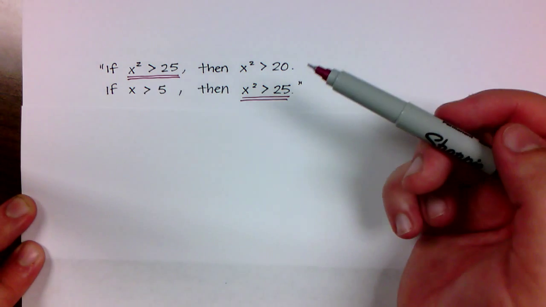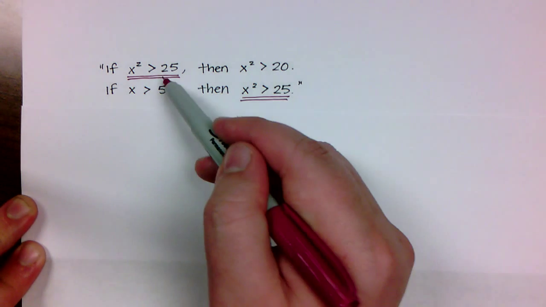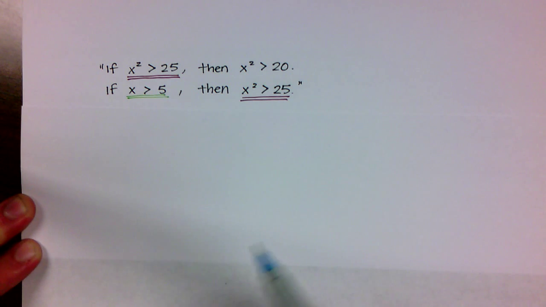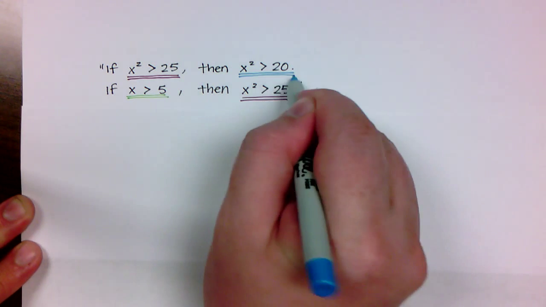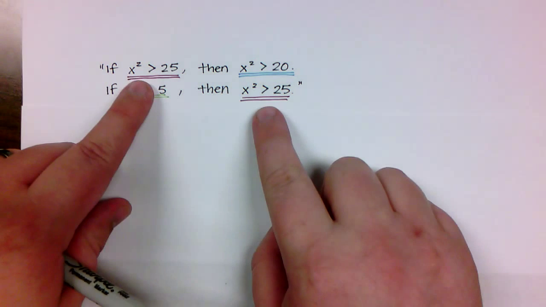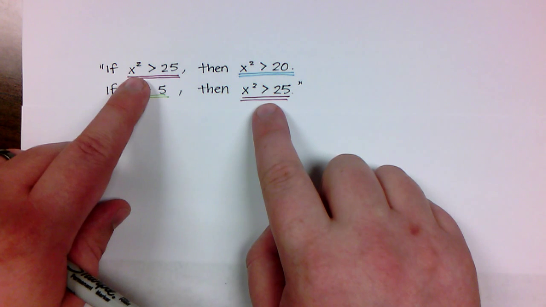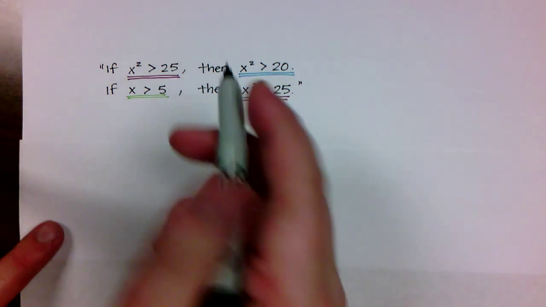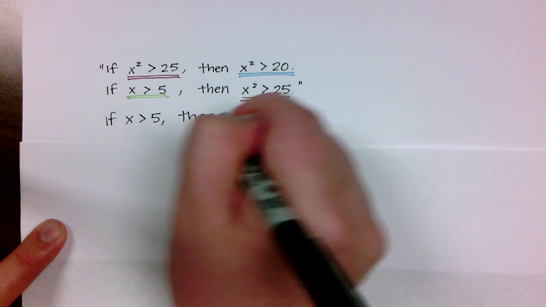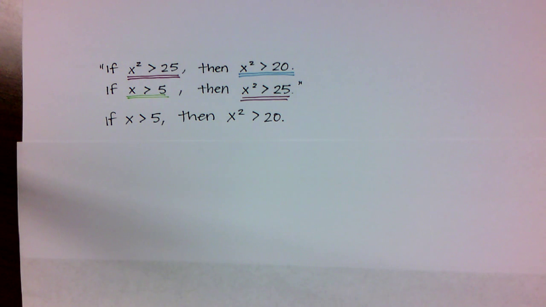So they don't always have to be written in the other order. Okay, I can look here and see, oh, this is where they are the same, even though they're written in reverse order. So x greater than 5 is completely different, and so is this. X squared is greater than 20. So what I can assume, because x squared is greater than 25 is the same in both of these statements, here it is the conclusion, and in the first one it's the hypothesis, then I can say, if x is greater than 5, then x squared is greater than 20. And that's based on the law of syllogism.